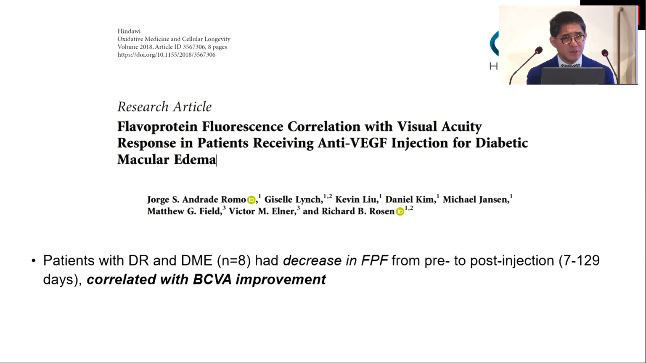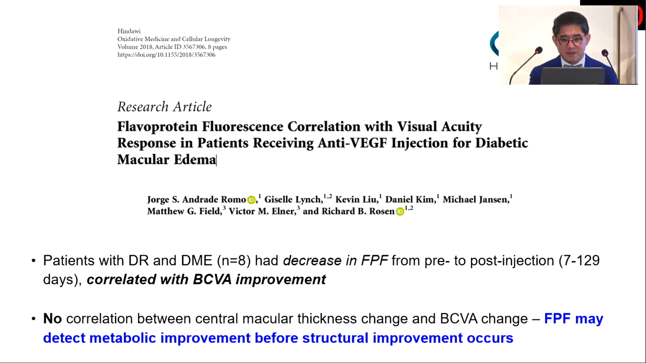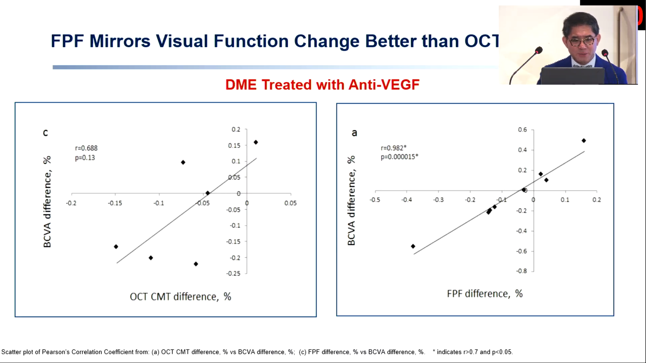No matter how many more injections you give, how flat you get the foveal center, it will not make a difference. So in this particular case, the FPF seemed to correlate with visual acuity improvement better. In fact, FPF may detect the metabolic improvement before the structural improvement occurs. So this would be very helpful when you decide whether or not you should move forward to treat with additional injections. Here the FPF mirrored the visual function change better than OCT thickness. Again, this might be a tool that we as clinician scientists will be able to use.